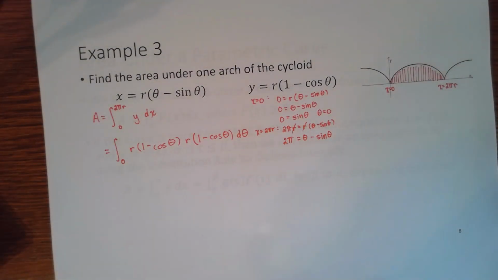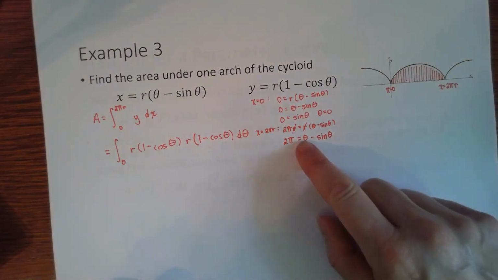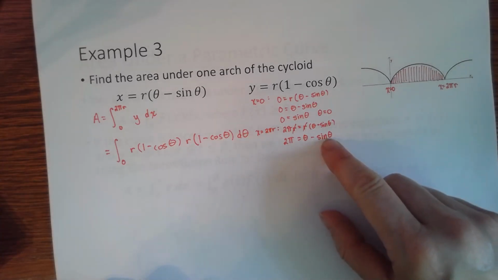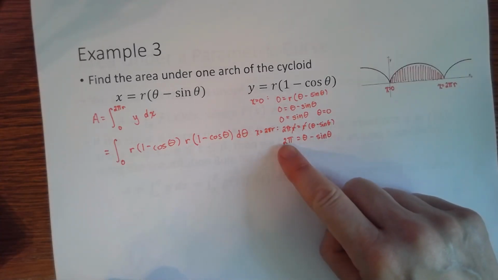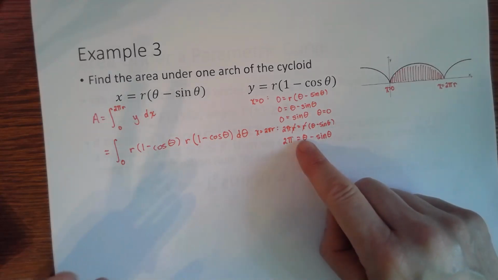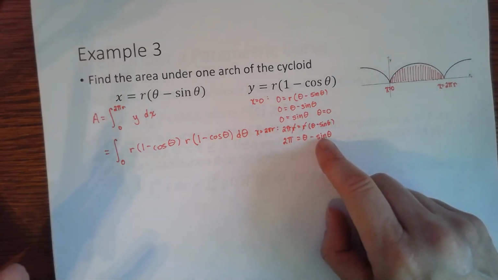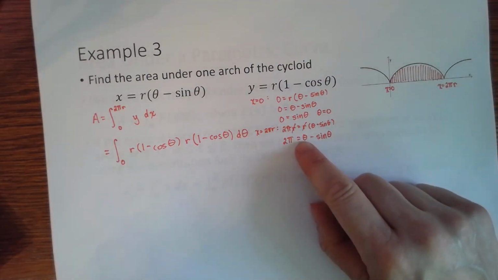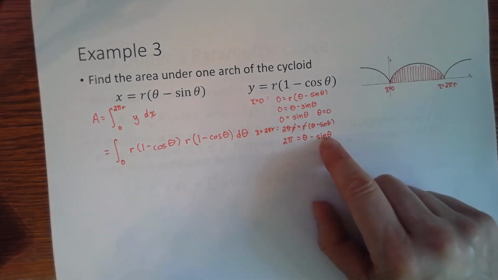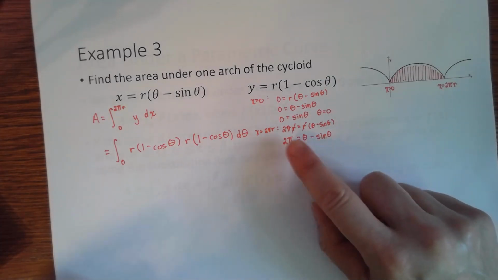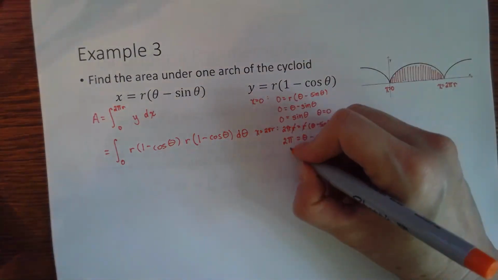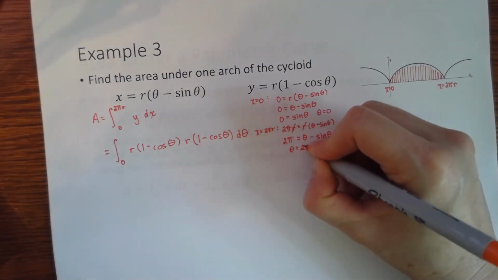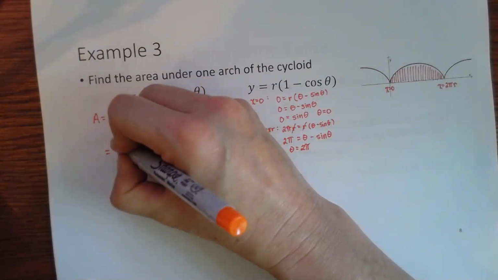Okay. And if we think about that, when will the angle minus the sine of the angle be 2 theta? So for example, if I did 0 for my theta, I would get 0 minus 0. That would not be 2 theta. But if I put 2 pi in here, well, 2 pi minus the sine of 2 pi, and the sine of 2 pi is 0. That will give us a 2 pi. So this will be when theta is 2 pi. Okay, so that's our bound up here.